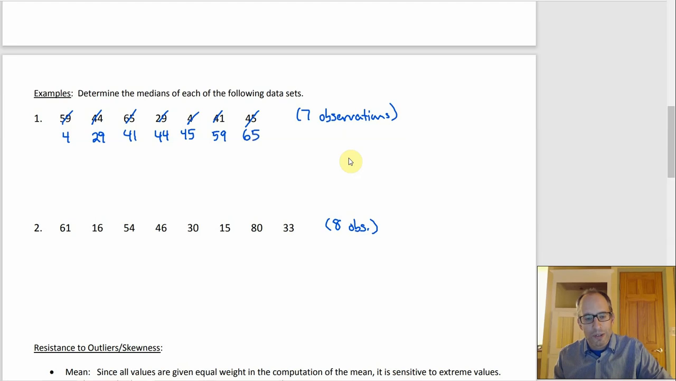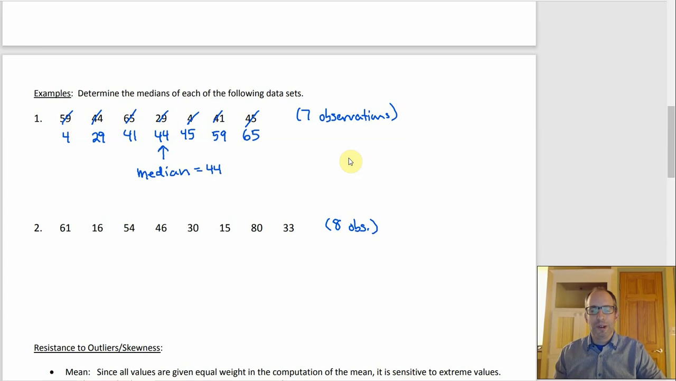And there are 7, so there's one right in the middle. It's the 44, right? Because there are 3 to the left, there are 3 to the right. So the 44, that is the median. And that's it. All right, so with an odd number of data points, it's not too bad.